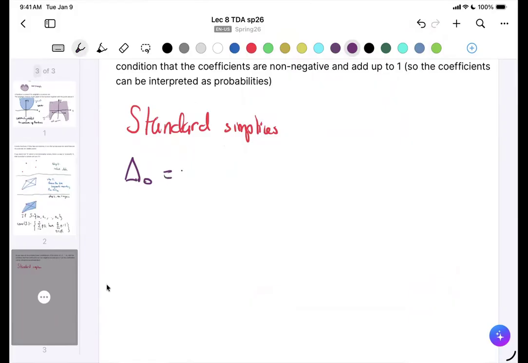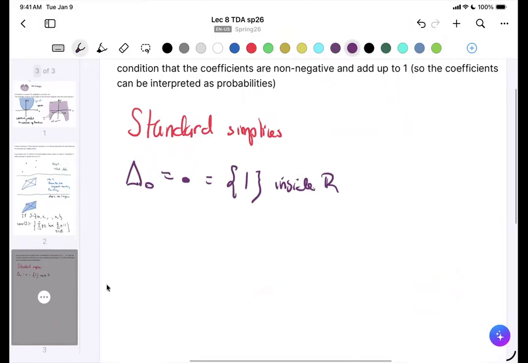is just going to be, first, the way it would look is just a point, which I'll think of as the element one inside the number line, inside R. So that's the extreme case, because it's just a point. Of course, a point is convex, so I don't even have to say anything about convexity.